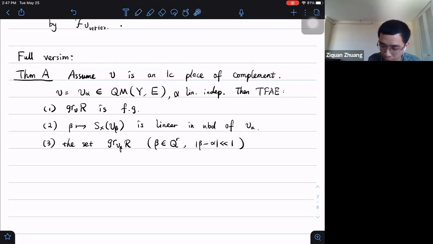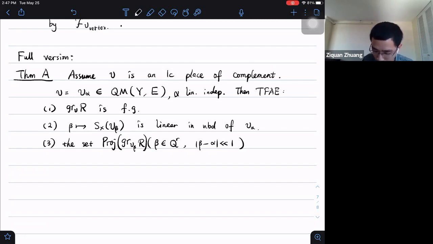So okay, since I assume that everything here is a log canonical place of complement, so this graded algebra when you take the Proj. Okay, so I forgot to take the Proj. So that will give you at least a Fano variety with semi-log canonical singularity. So that's the third criterion.